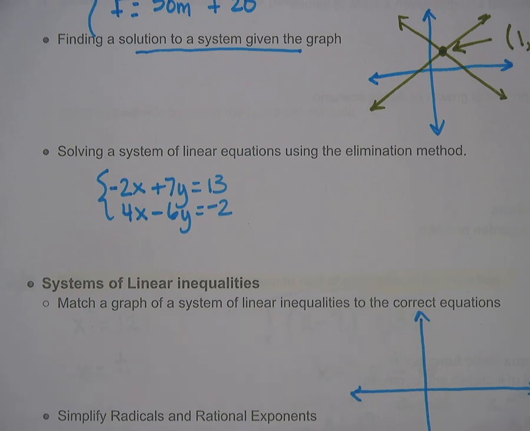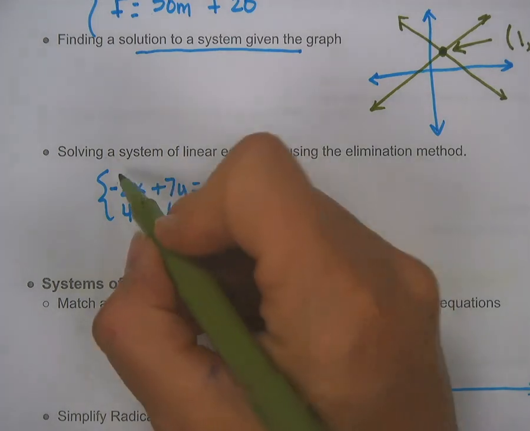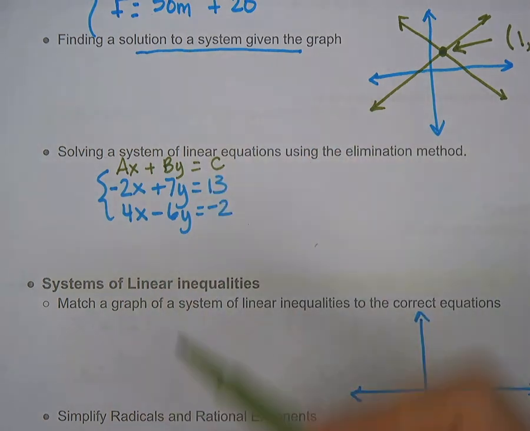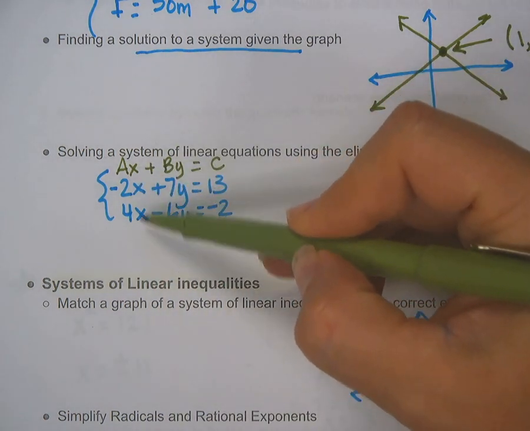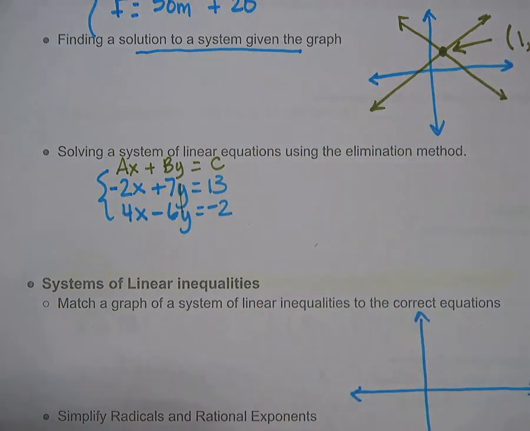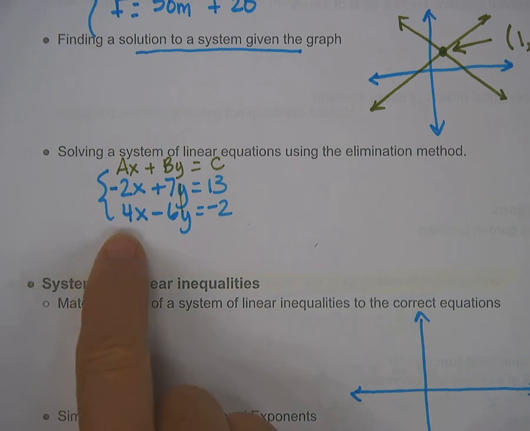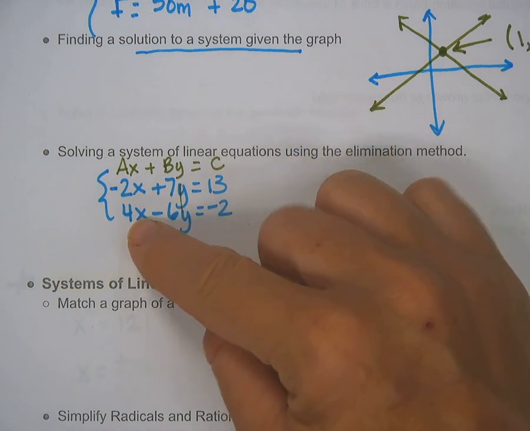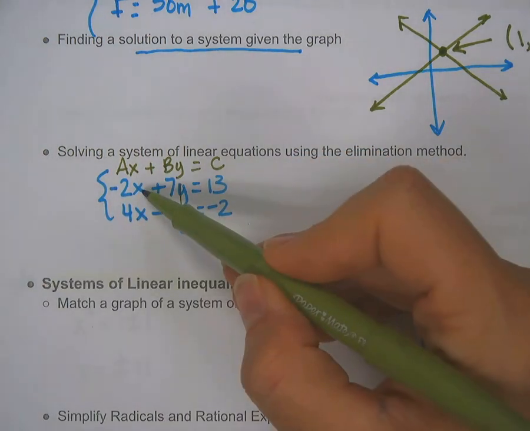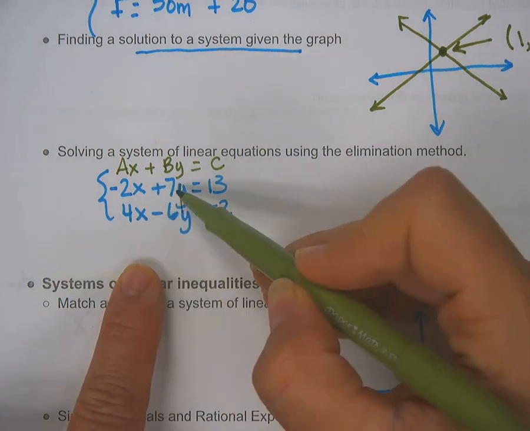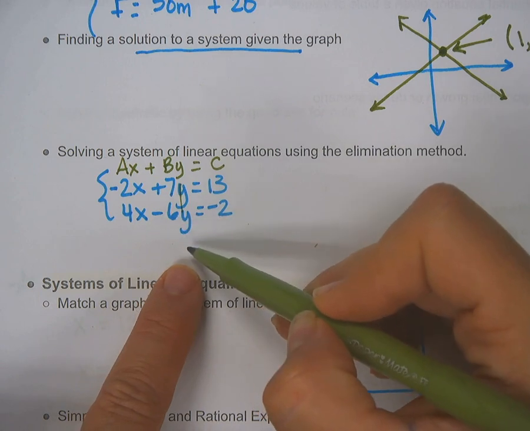Next question, solve a system of linear equations using the elimination method. The elimination method is used when both equations are in standard form, meaning the x terms line up vertically, the y terms line up vertically, the equals, and the constants. The idea of the elimination method is you want to get these equations so that when you add them together, the variables cancel out. Right now, negative 2x plus 4x is going to be 2x. That's not going to cancel out. 7y minus y is just 1y.